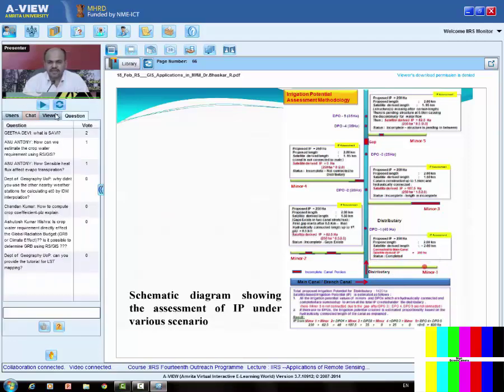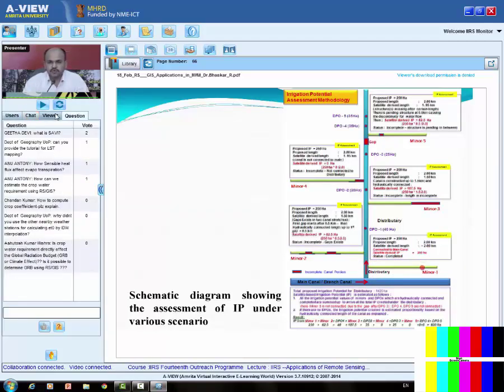So let us say this canal was designed to irrigate 250 hectares of land. Since its design length is being achieved, so I can say that the 250 hectares of land will get water from this canal. So this is how assessment has been done.